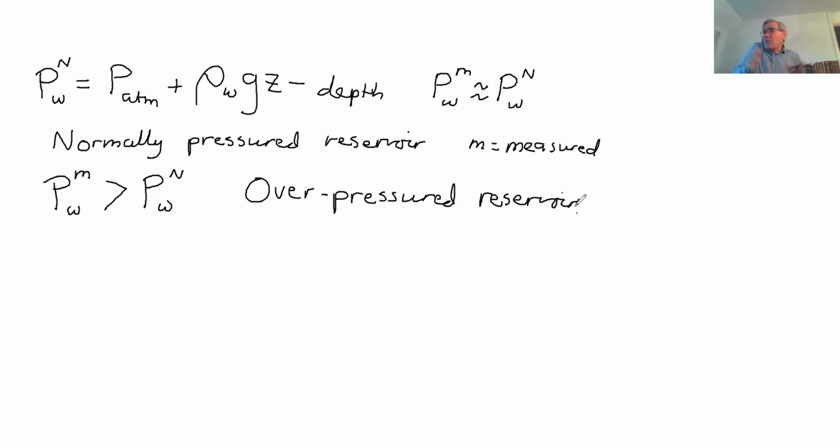Okay, so that's quite normal in sedimentary basins that are still essentially under compaction, right? Still compacting. You can obviously see this from combinatorics. The measured pressure could be less than the normal pressure, and of course that's under-pressure.